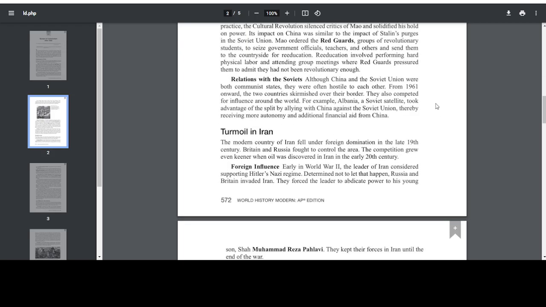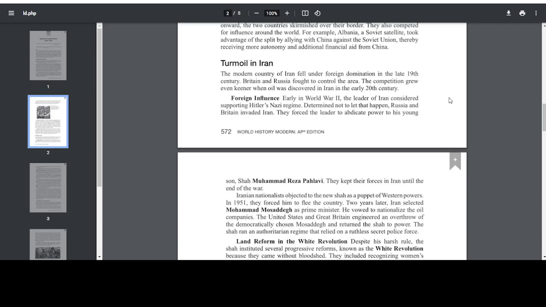Relations with the Soviets. Although China and the Soviet Union were both communist states, they were often hostile to each other. From 1961 onward, the two countries skirmished over their border. They also competed for influence around the world. For example, Albania, a Soviet satellite, took advantage of the split by allying with China against the Soviet Union, thereby receiving more autonomy and additional financial aid from China.